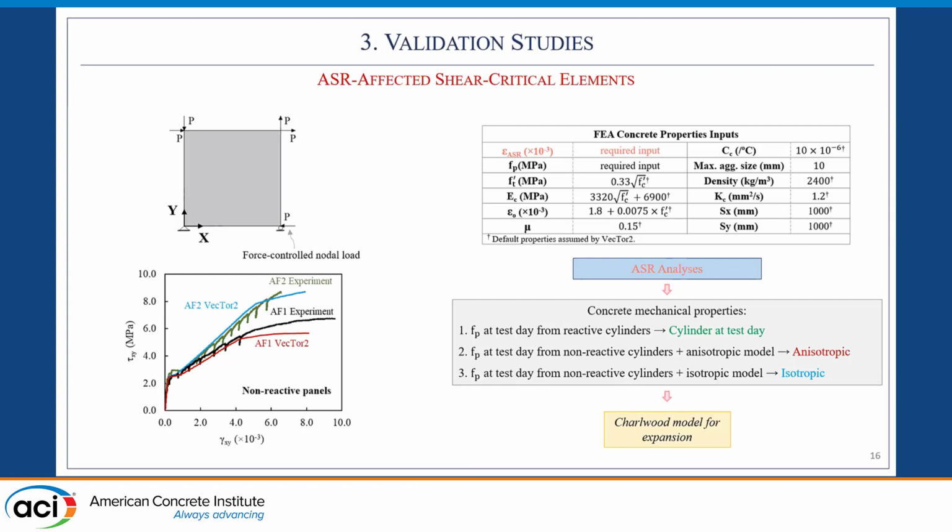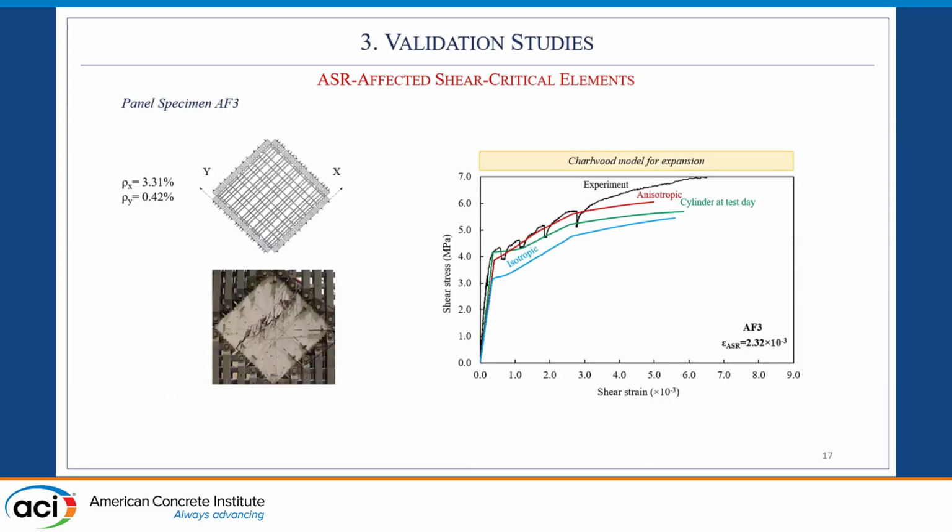With regards to the ASR analysis, we took three approaches in the way in which we treated the concrete mechanical properties. First, we used concrete strength as determined from reactive cylinders at the test date and no degradation functions whatsoever. Second, we used concrete compressive strength at test date from non-reactive cylinders together with the anisotropic model. And third, we used the concrete compressive strength at test date from non-reactive cylinders again, together with the isotropic model.